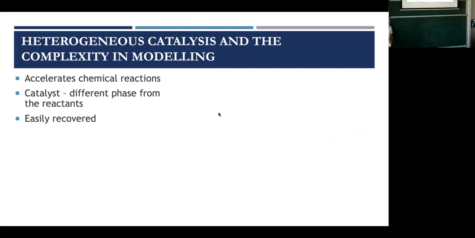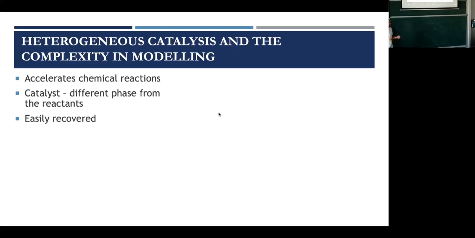And yeah, moving closer to today's topic, I would like to introduce the concept of heterogeneous catalysis. And why is it difficult to model? So what do I mean by heterogeneous catalysis? Catalysis, as we know, is that something accelerates a chemical reaction. And in heterogeneous catalysis, for example, the catalyst is in a different phase compared to the reactants. Usually reactants are in solid phase, liquid phase, or gas, and the catalyst can also be in the gas or liquid phase. In that case, we call it homogeneous catalysis.